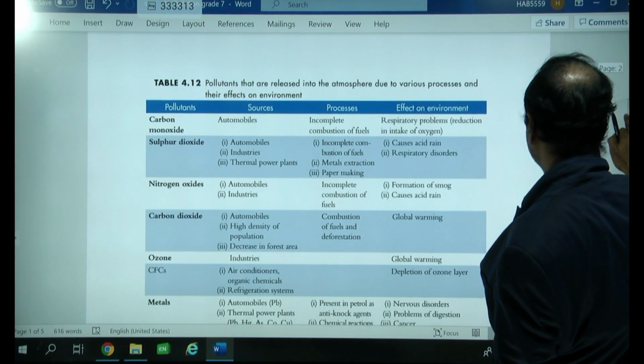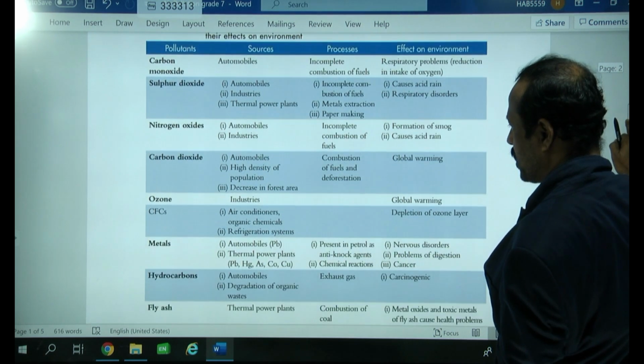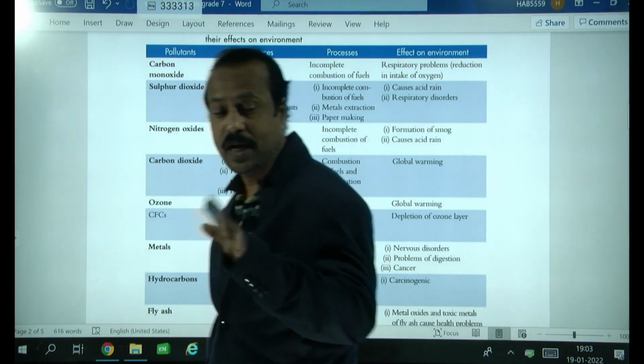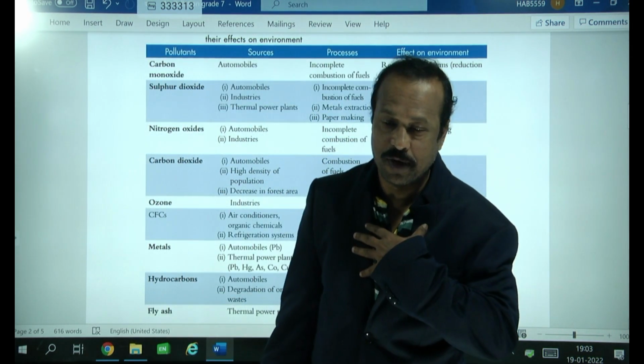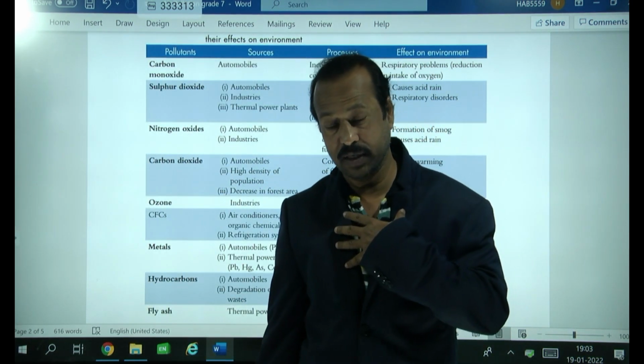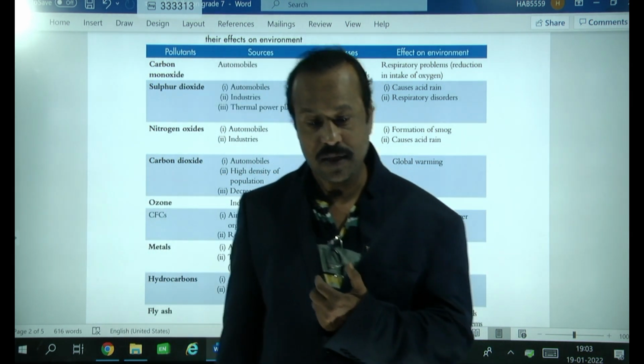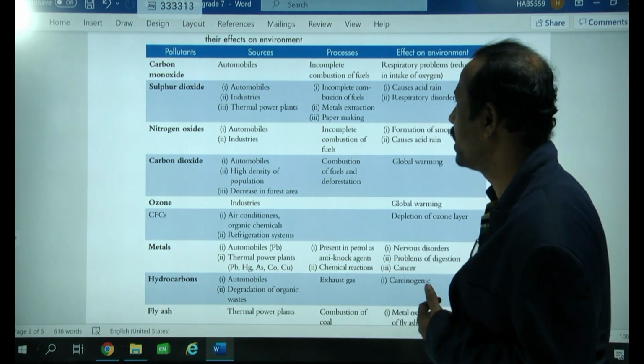Now, what pollutants are released into the atmosphere, from where are they released, what are the sources, and what is the effect on human beings? What is the adverse effect, how do they cause harm to our body? That we see in this chart, which is also a very important chart.